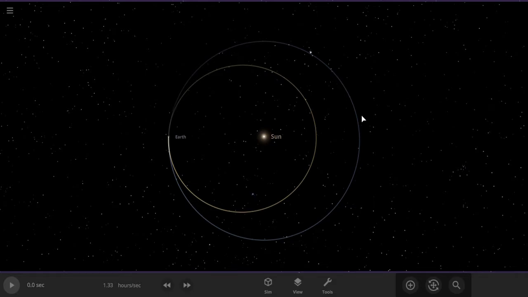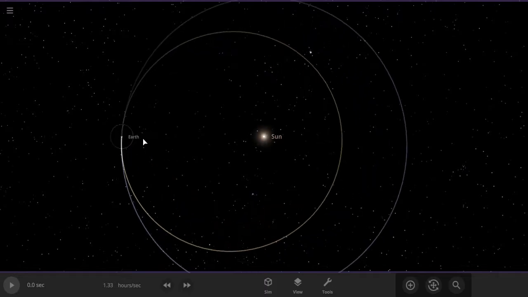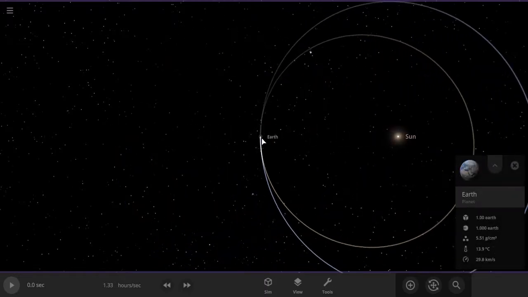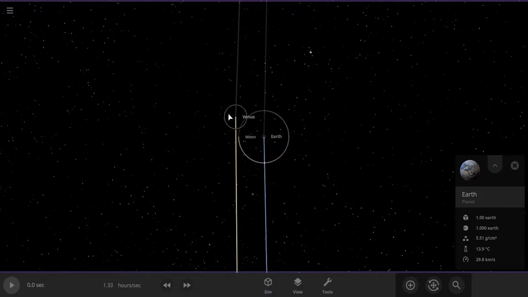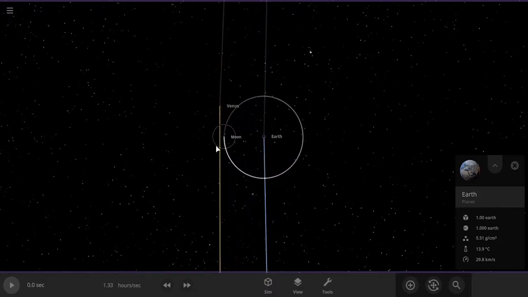I've created an orbital simulation here, but I've altered Venus's orbit so that it nearly intersects the Earth's orbit. Venus's orbit now is a highly elliptical orbit, and Venus at apogee is quite near Earth. We zoom in a little bit. See, Venus is ahead of the Earth-Moon system.